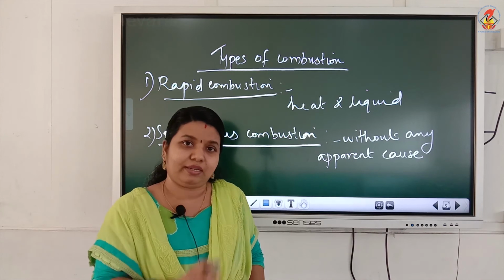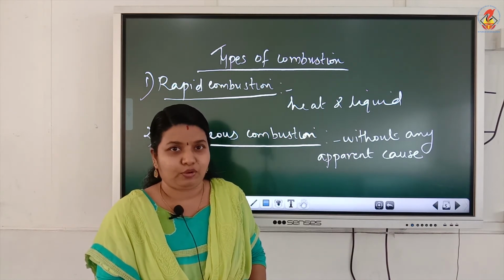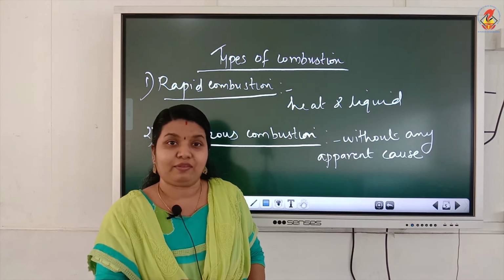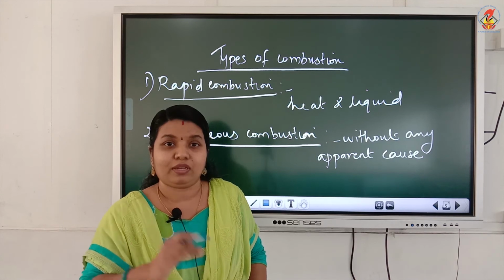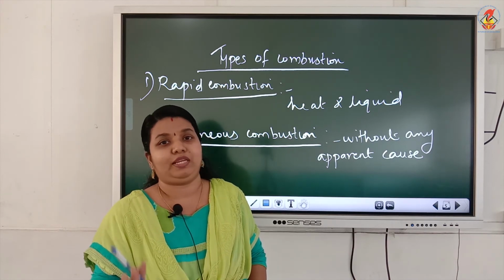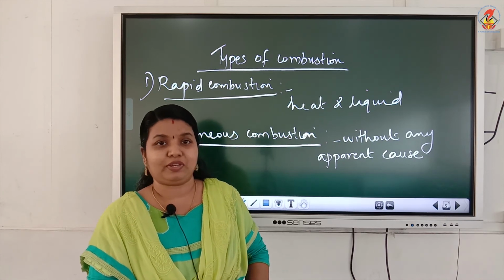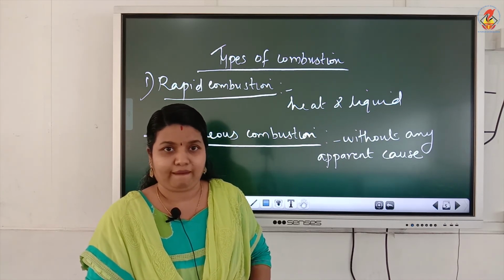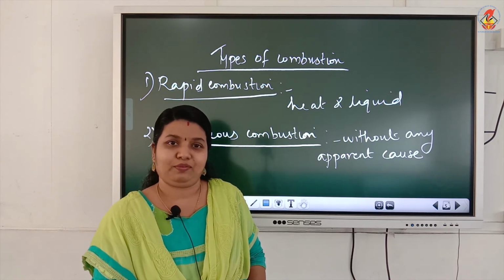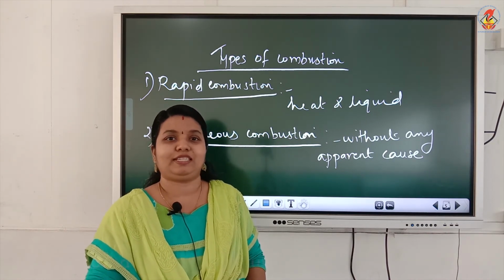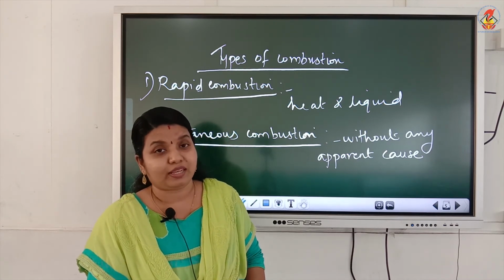This we have learned in metals and non-metals. Phosphorus is a highly reactive non-metal. It catches fire when it is exposed to atmospheric air. So, there is no heating. When it comes in contact with oxygen, burning takes place. Such combustion reactions where there is no apparent cause, heating or ignition is not given, the substance catches fire when it comes in contact with oxygen. Such combustion reactions are known as spontaneous combustion.